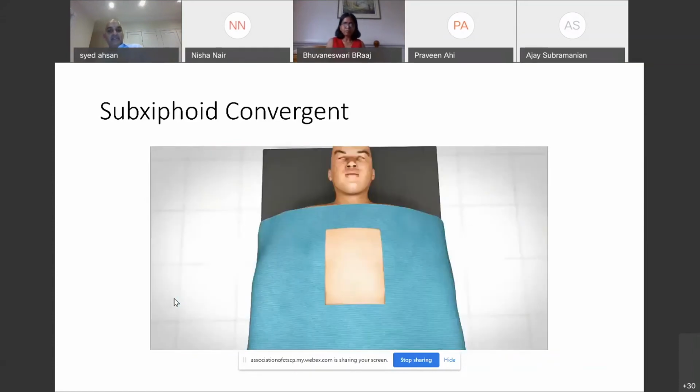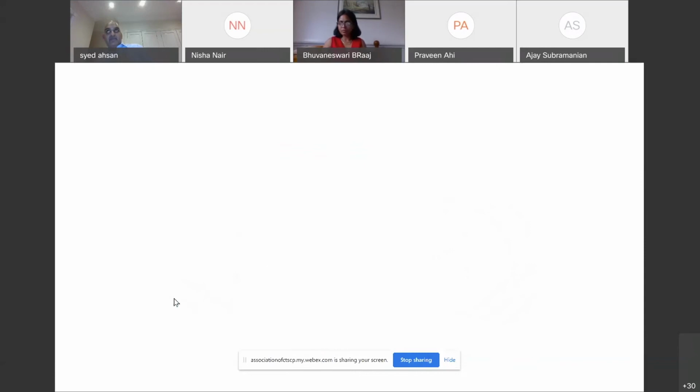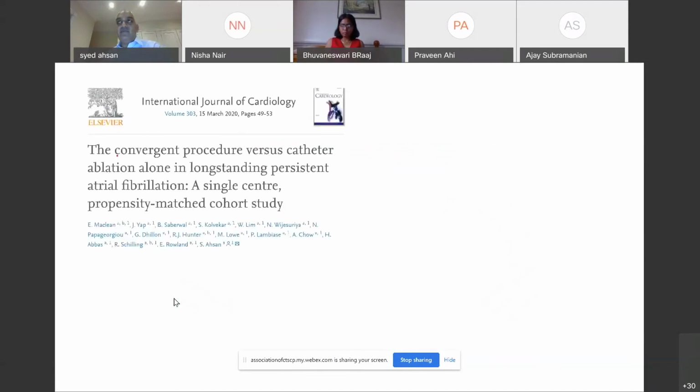This can be done as a joint procedure with the catheter ablation, but in the UK, mainly we're doing it as a staged procedure now. And the surgical component does not require thoracic skills. It does not require VATS or deflation of the lung. The patient has a relatively short hospital stay, and it's a relatively quick and easy procedure to learn.